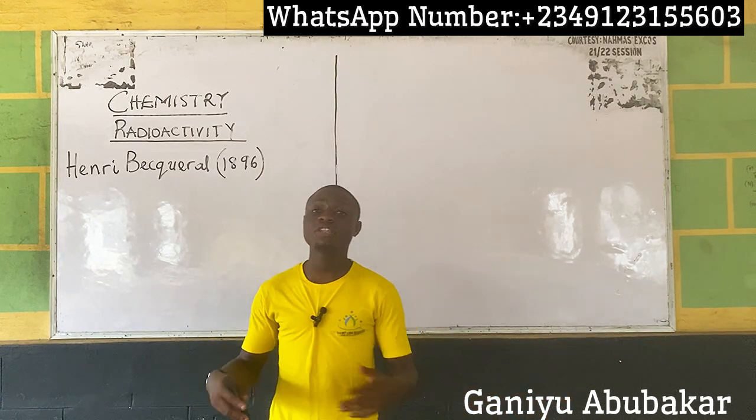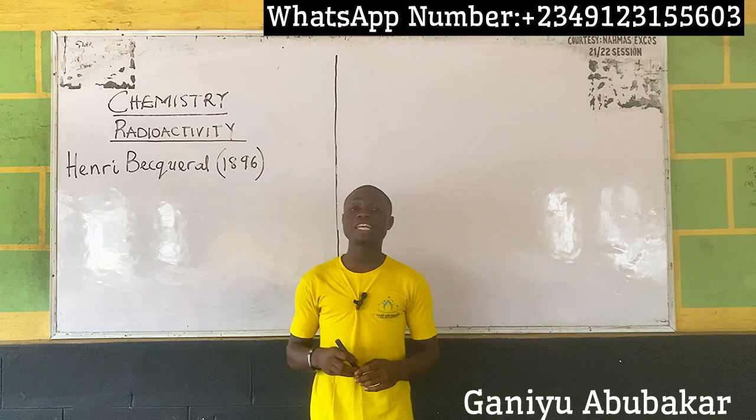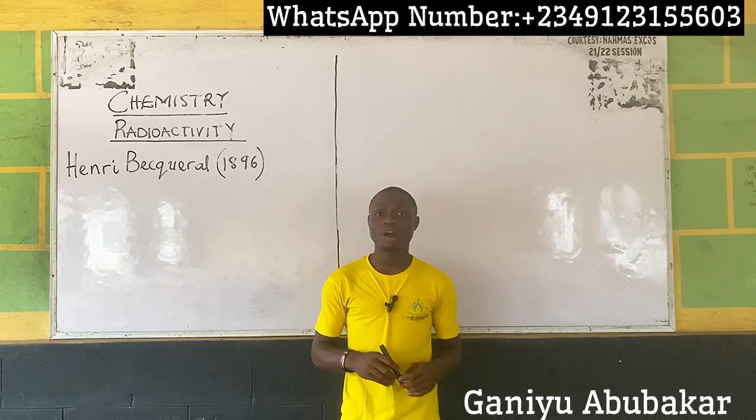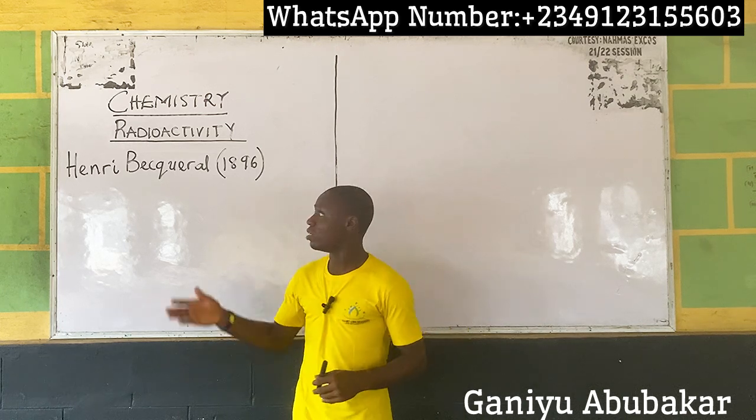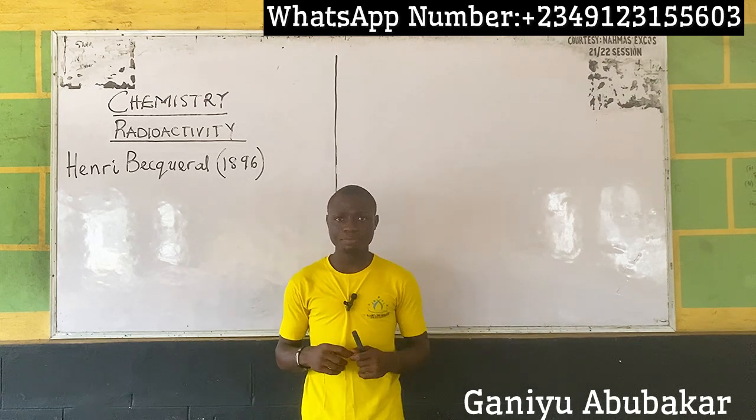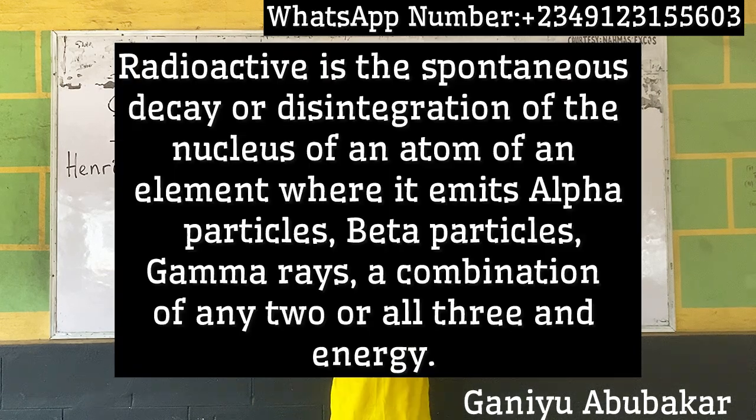And having explained all that, we will now solve past questions for JAMB and WAEC, and also higher institution past questions based on radioactivity. By definition, radioactivity is the spontaneous decay or disintegration of the nucleus of an atom of an element where it emits alpha particle, beta particle, gamma ray, or a combination of any two or all three, and energy.